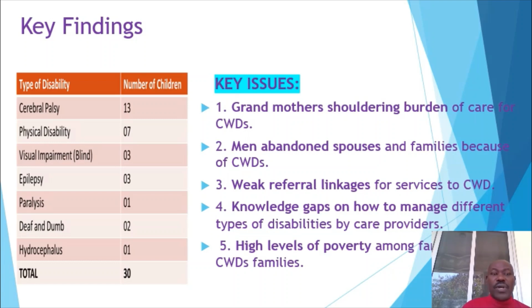Findings: we have the type of disability, the number of children with disability, and these are the key issues. The grandmothers, we realized, were shouldering the burden of care for children with disabilities. Men had abandoned spouses and their families because of disability. There were very weak referral linkages for services to children with disability. There were knowledge gaps on how to manage different types of disability. And these families we visited were living in high levels of poverty.